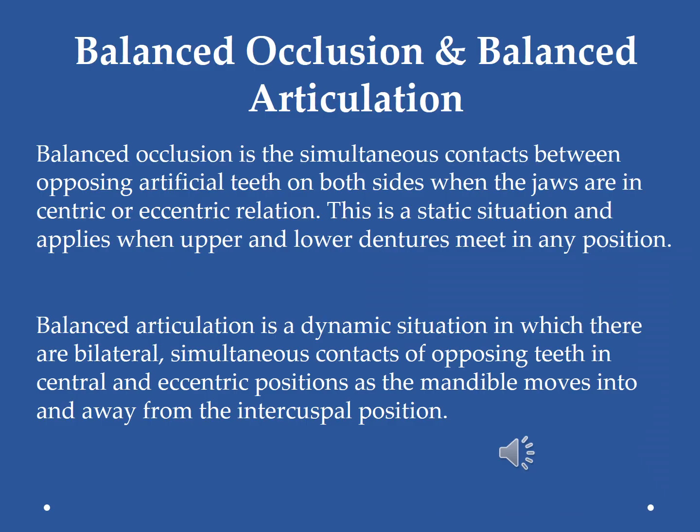So here we need to introduce you to two new but related terms, balanced occlusion and balanced articulation. What's the difference between both terms? Balanced occlusion is the simultaneous contact between opposing artificial teeth on both sides when the jaws are in centric or eccentric relations. This is a static situation and applies when upper and lower dentures meet in any position.